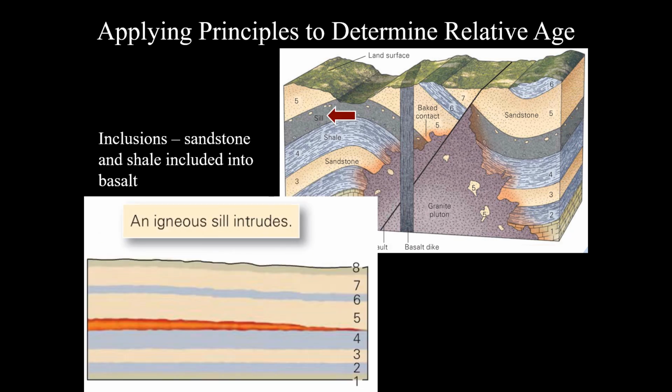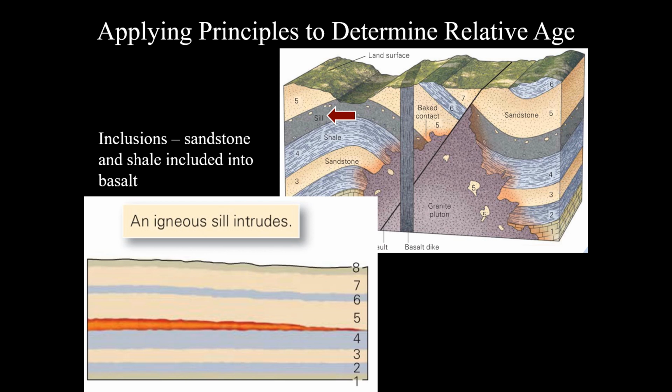And then we can see that there's a sill. That sill has been intruded in between layers 4 and 5. I know it must come after layer 4 and 5 have formed because little bits of layer 4 and little bits of layer 5 are included into the sill. And so I'm going to use my principle of inclusions to make the assumption that those two layers, 4 and 5, must have been there, and then the sill came in.